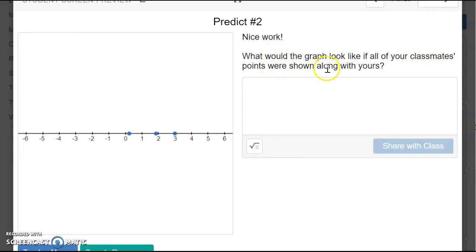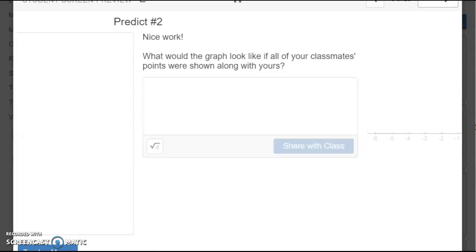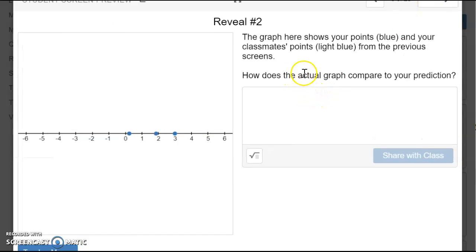Nice work. What would the graph look like if all your classmates' points were shown along with yours? When all your classmates' work is shown, it's going to be coloring up a whole lot of numbers on the number line. The graph here shows your point and your classmates' point. It doesn't really show other people's, but let's imagine that they are there. How does the actual graph compare to your prediction?